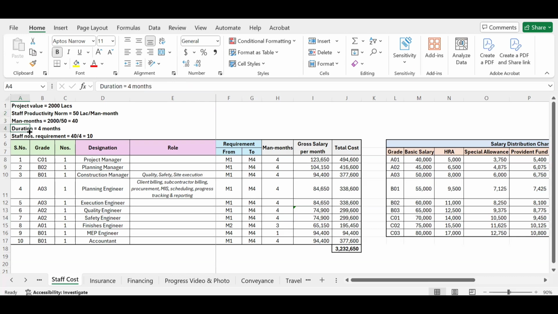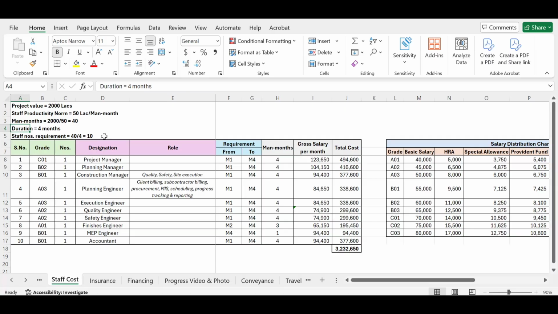Now I know the duration of my project. It is a 4 months project. So I can calculate the total number of staff that will be required per month. So 40 divided by 4 will give me 10 staff every month. So 10 plus 10 plus 10 plus 10 will be 40. So 40 man months is coming like this. So every month I'll be requiring 10 staff at my site.